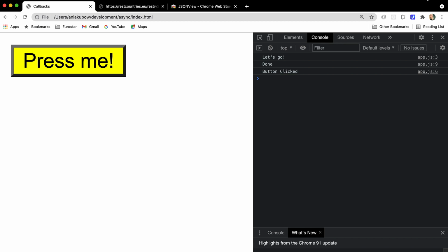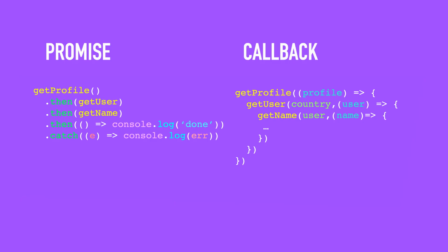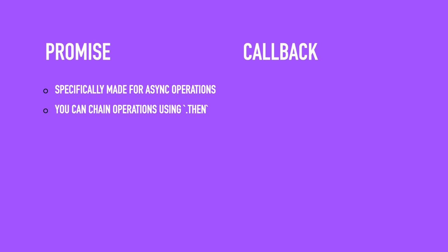Got it? Good. Before we move on to the next section, let's recap what we have learned by having a look at promises versus callbacks. Promises are kind of similar to callbacks in that they are a returned object to which you attach callback functions rather than having to pass callbacks into a function. However, they have a bunch of extra pros. Promises are specifically made for handling async operations. You can also chain multiple async operations together using the then operators. Doing something like this with callbacks is much harder and messier.